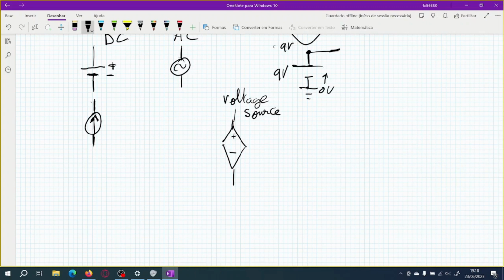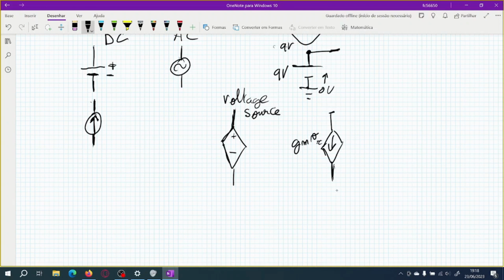For example, in the future we will learn about transistors, and we can represent transistors with a voltage dependent source, or more commonly with a current dependent source, whose value is Gm times V pi, where Gm is just a constant and V pi is the voltage drop across the resistor called R pi.